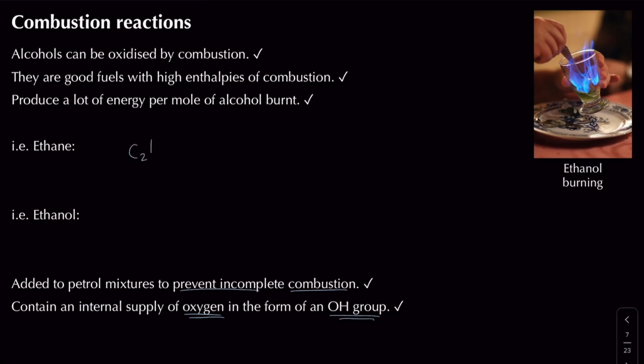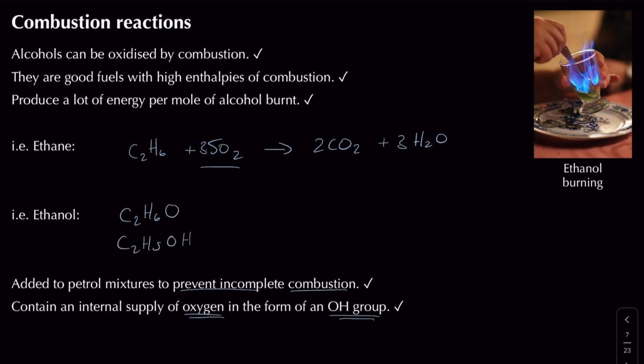Now, look at ethane versus ethanol. Ethane is going to be C2H6, and if we form a balanced equation, we react it with oxygen, we end up forming 2 lots of carbon dioxide and 3 lots of water. In total, we've got 4 lots of oxygen added to 3, that's 7. That's going to be 7 over 2, so 3.5 lots of oxygen there. Now compare that to ethanol, which is going to be C2H6O, or you could have said C2H5OH, either one's going to be fine.